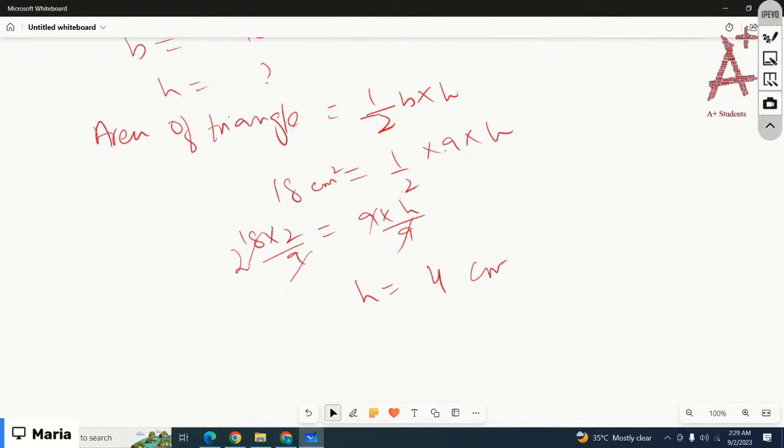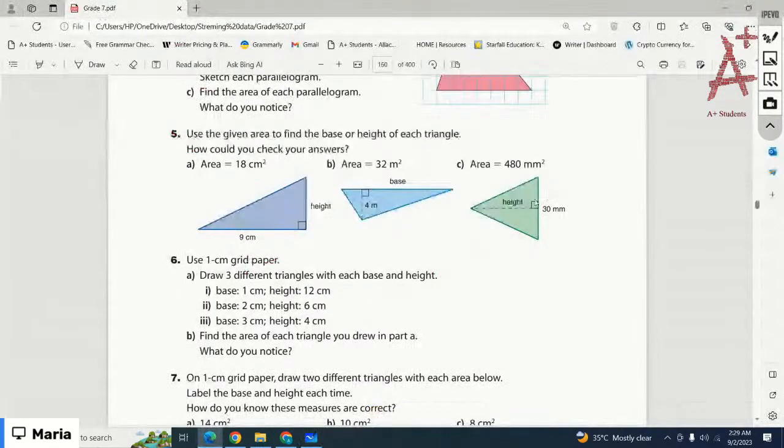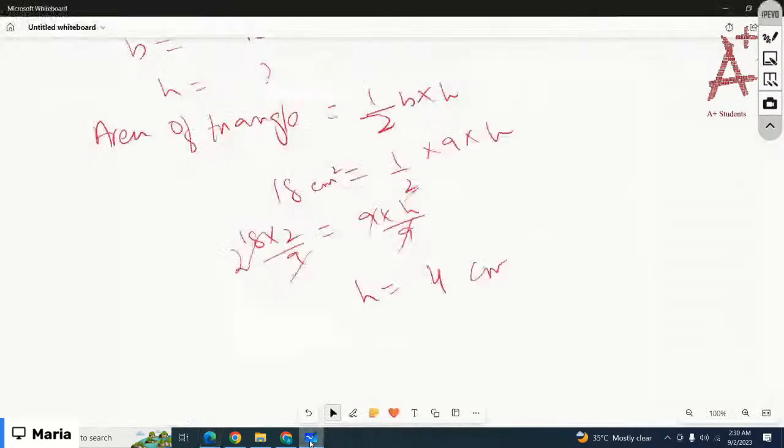So the height of the triangle is 4 centimeter, right? You can do the same way. Let's do the C part. You are given the area that is 480 millimeter square.